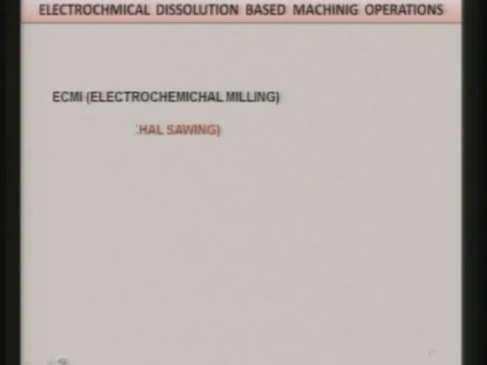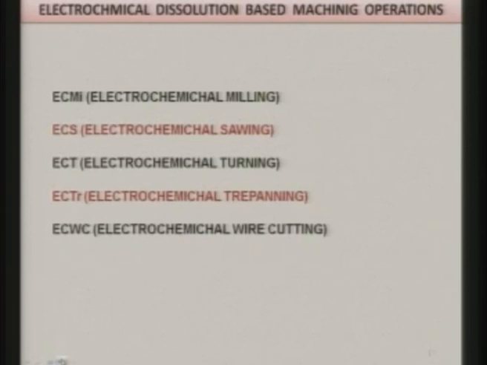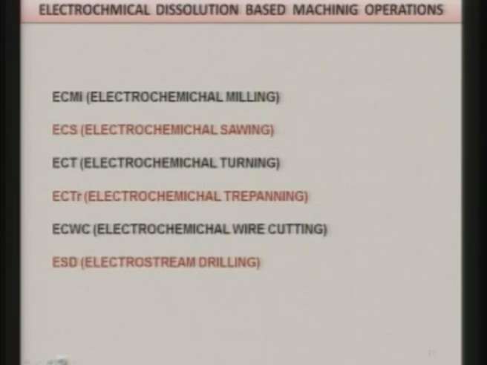Then you can perform the operation like milling, electrochemical milling, electrochemical sawing operations, electrochemical turning. This is another very important process where you can do the turning operation, cylindrical workpieces can be made with the help of electrochemical machining principle. Then electrochemical trepanning, electrochemical wire cutting, again just like wire electric discharge machining process, same way you have the equivalent electrochemical wire cutting process. Then you have electro stream drilling, and this is another very important process that is known as shaped tube electrochemical machining. We will discuss in detail some of these processes later on.